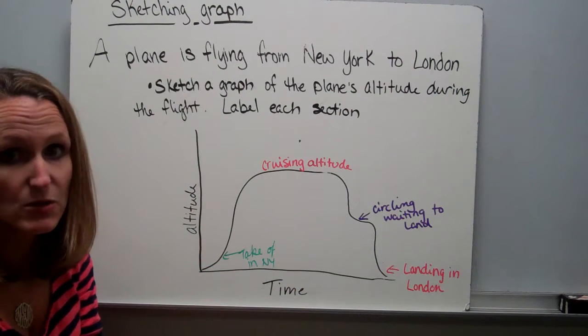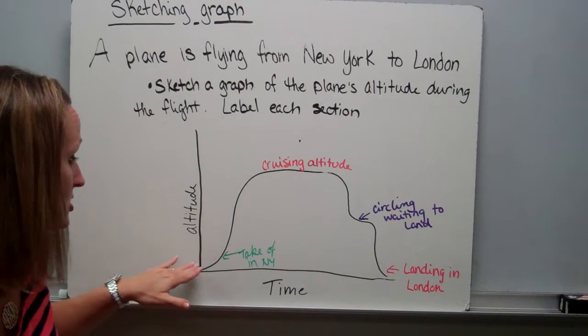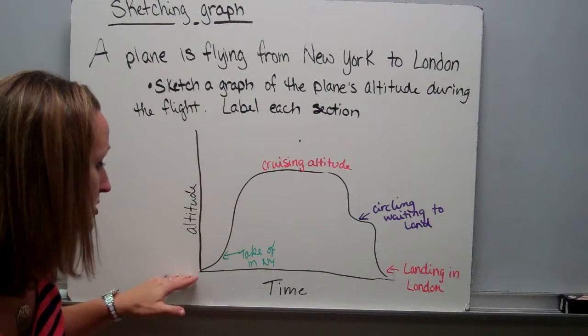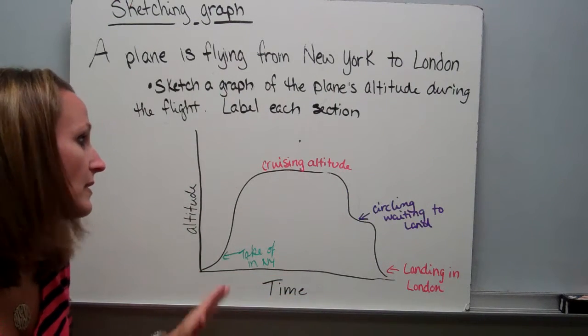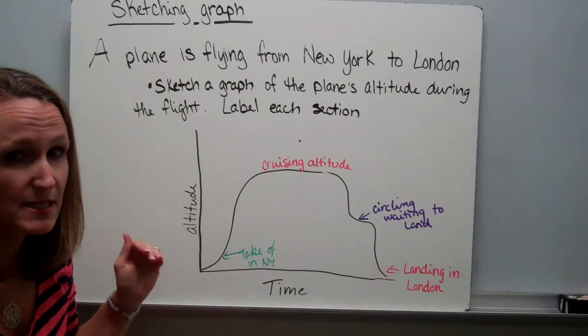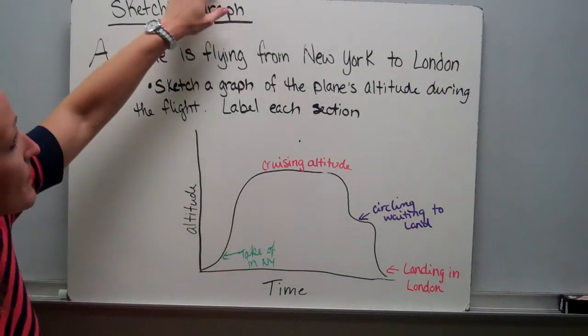So the keys to a problem like this where you're sketching a graph, you need to understand that you've got to start at 0 and end at 0 because you know in a plane you both start and end at 0. And at some point you've got to have an altitude up here. At no point is it steady because it kind of goes up and down. We are talking about a plane.